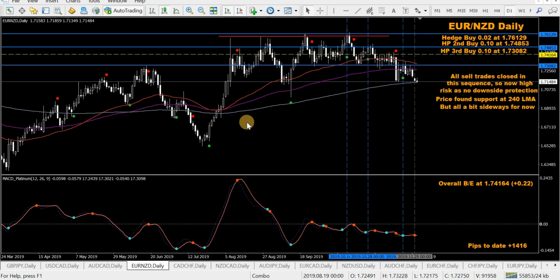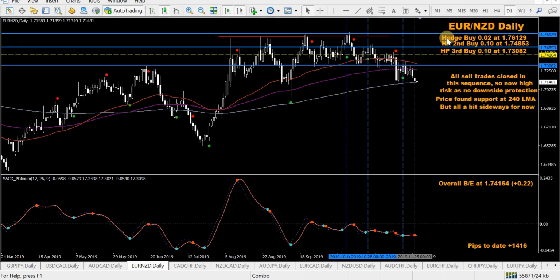Euro New Zealand. I cleared out my sells. The MACD's below the zero level. MACD Platinum's below the zero level and has been for some time. I'm actually in a very high risk trade here. You can read my notes.